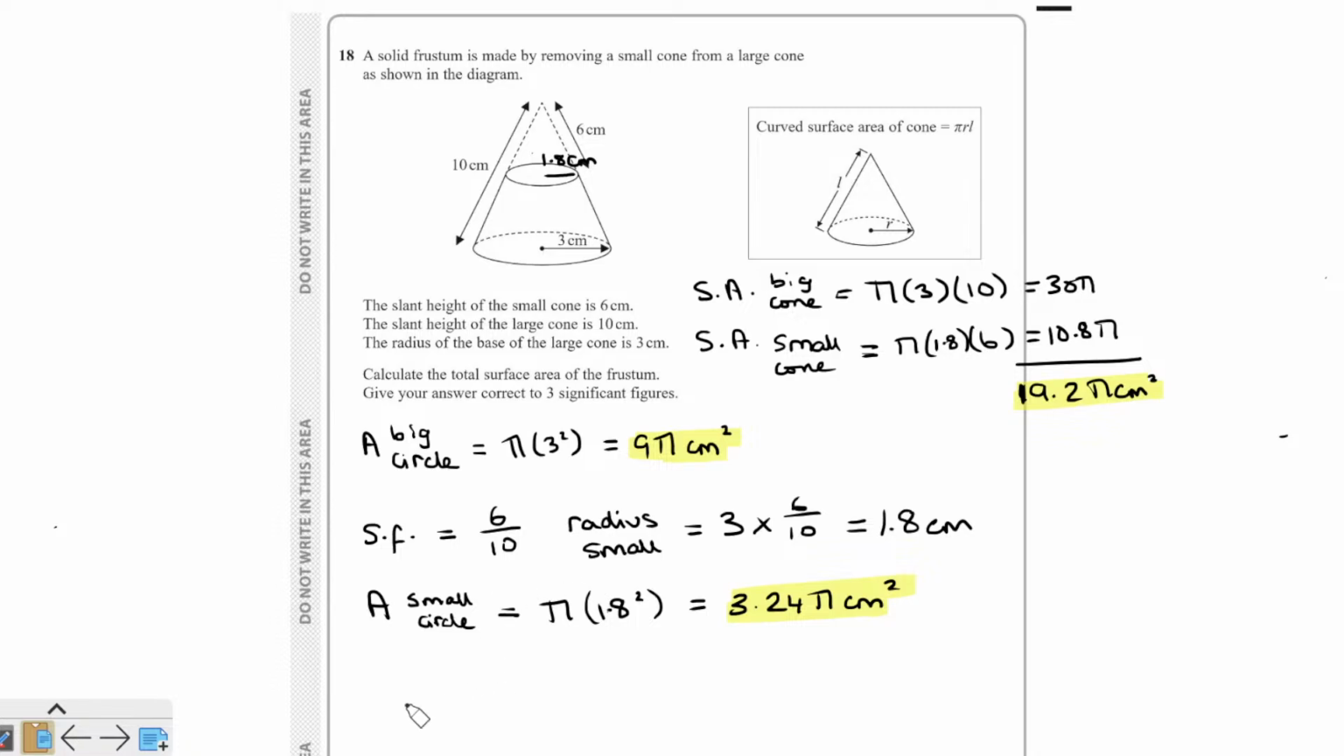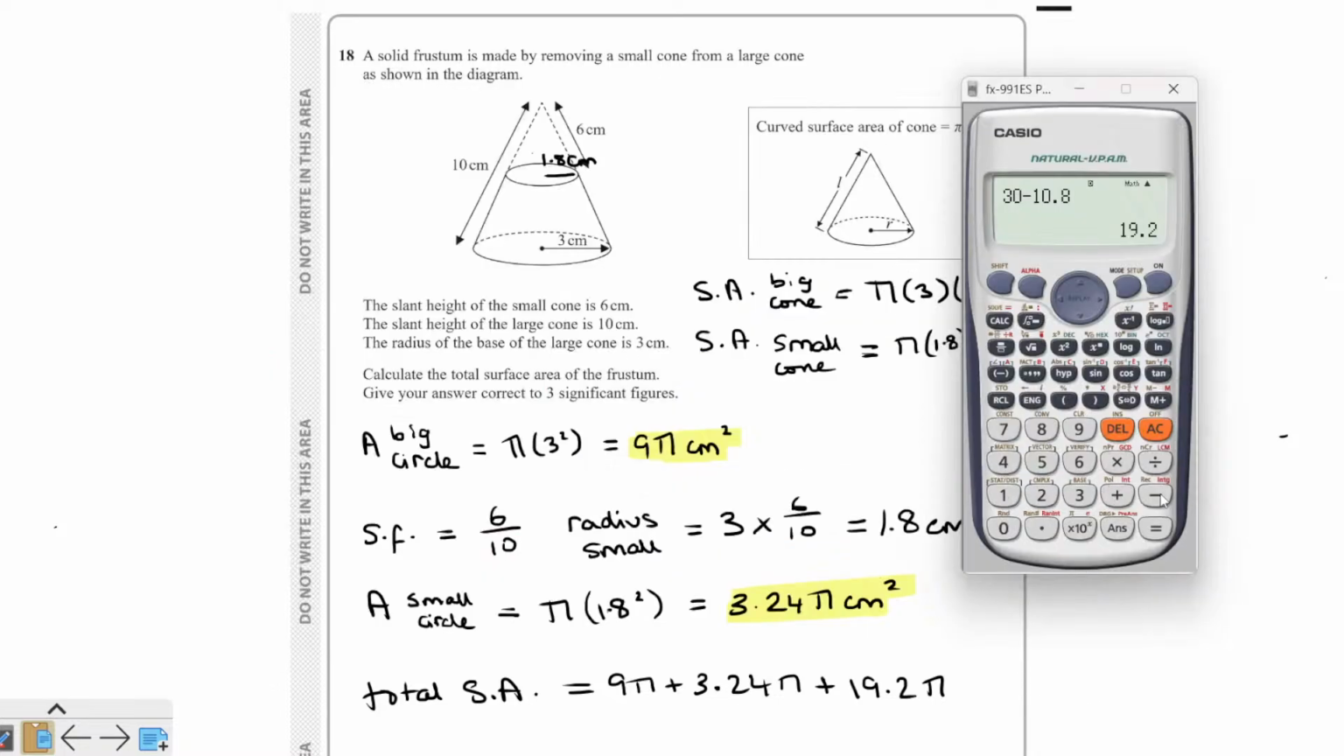Now we need to add those together. So the total surface area of the frustrum is 9 pi plus 3.24 pi plus 19.2 pi. Now I can add all of that together. So 9 plus 3.24, obviously not rounding anything, using all of the decimals. So it would be 31.44 pi.